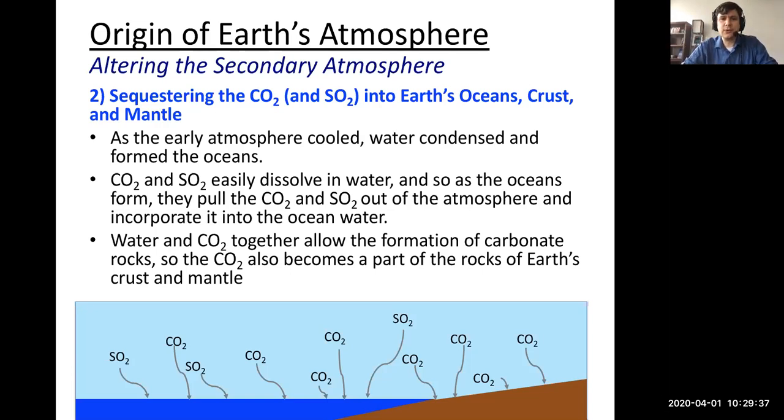So we are going to very slowly, over the course of about 1 billion years or so, take all the CO2, dissolve it into our oceans as they form, and then form a lot of carbonate rocks, storing the CO2 in our oceans and in the surface of the Earth. That will remove effectively almost all the CO2 from the atmosphere.